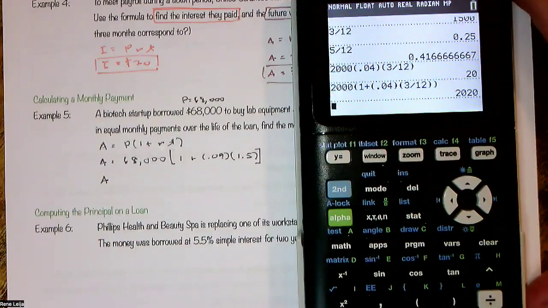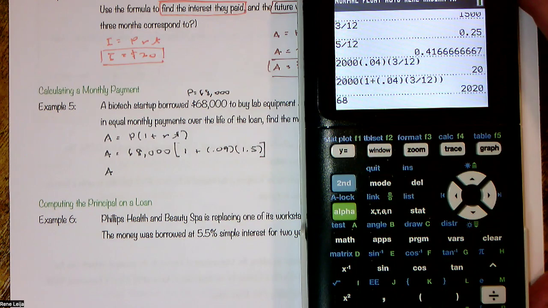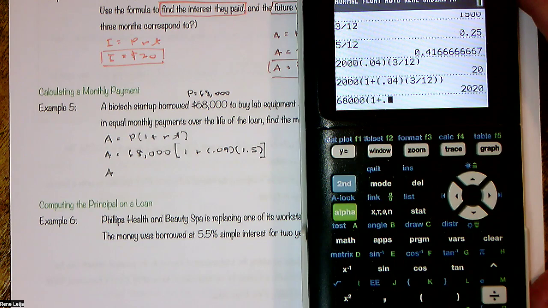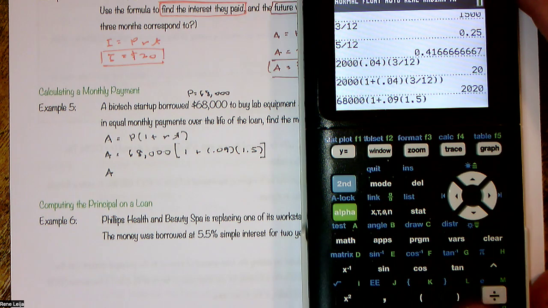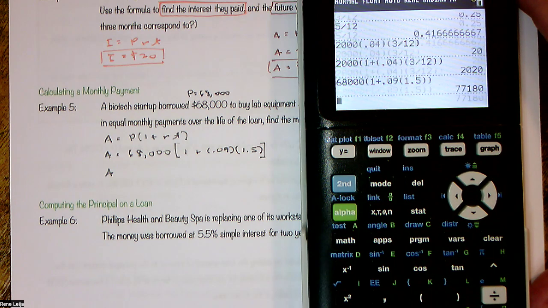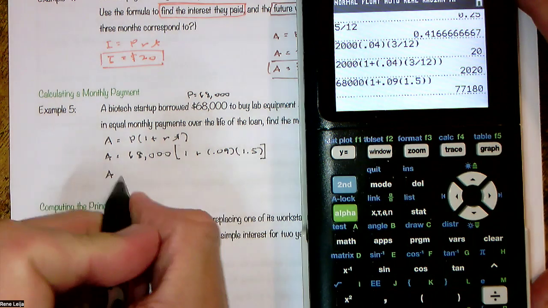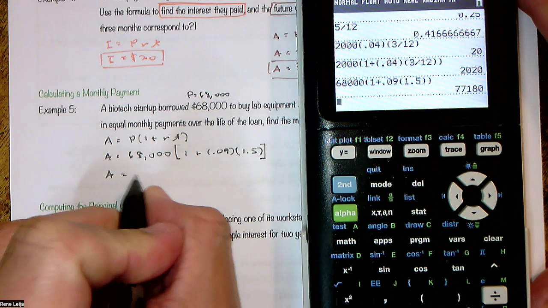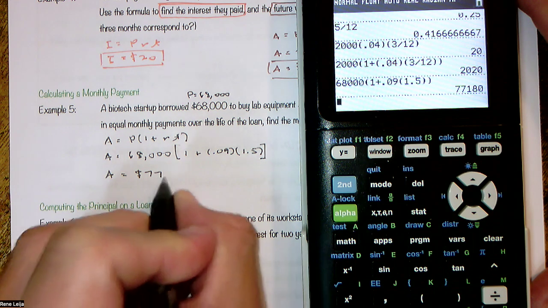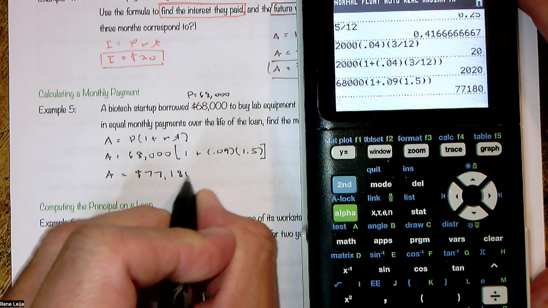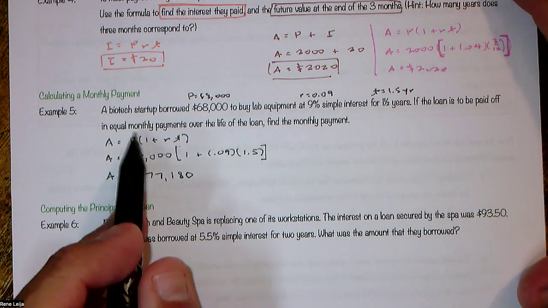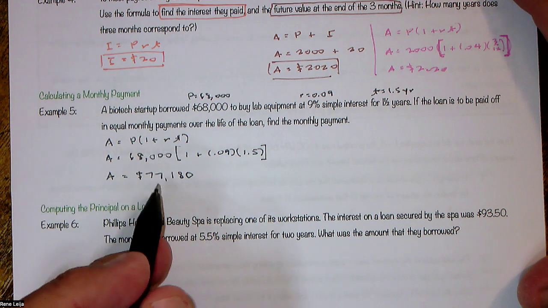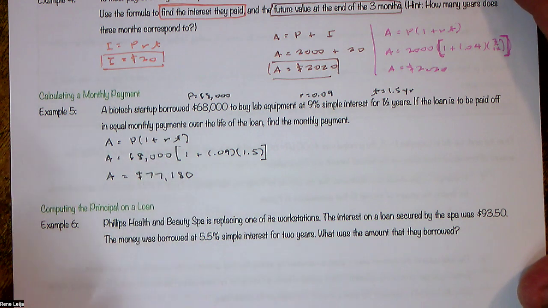All right. And then I'm going to crunch this in my calculator. So 68,000, open your parentheses, 1 plus, then 0.09 times the 1.5, close it. And so this is how much they are going to have to pay back: $77,180. Okay. Now, why did I have to find that out whenever they wanted to know what are the monthly payments? Well, again, we need to know how much we have to pay back.